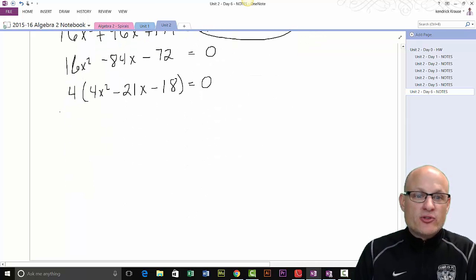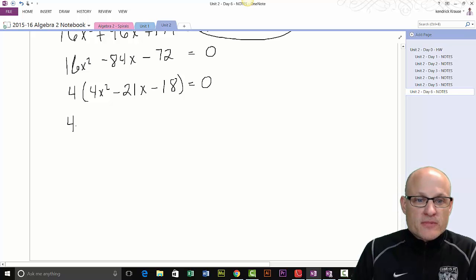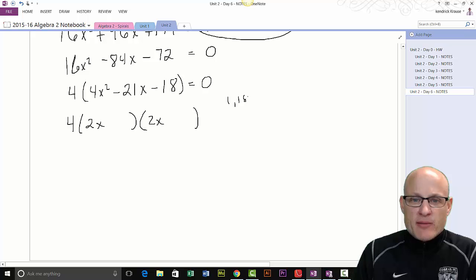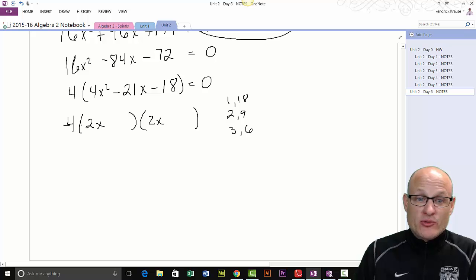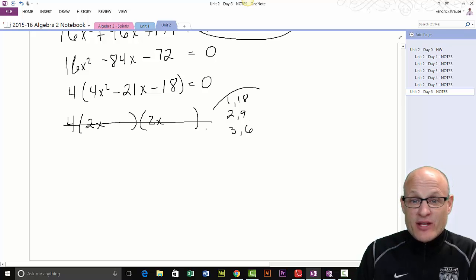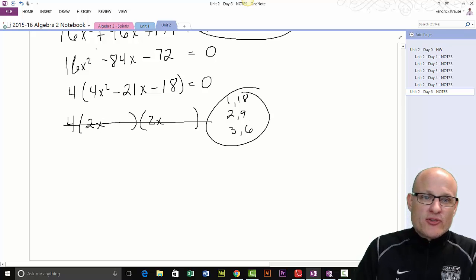I guess let's try 2x and 2x first. Now multiples of 18 are 1 and 18, but I can't put the 18 in either place. 2 and 9, but I can't put the 2 in either place. Or 3 and 6, and I can't put the 6 in either place. So starting with 2 and 2 didn't even make any sense because I can't use any of these numbers. So let's try 4 and 1.